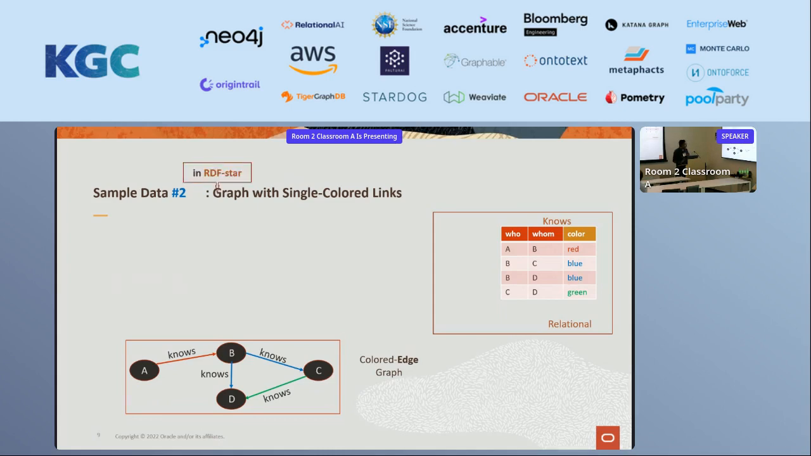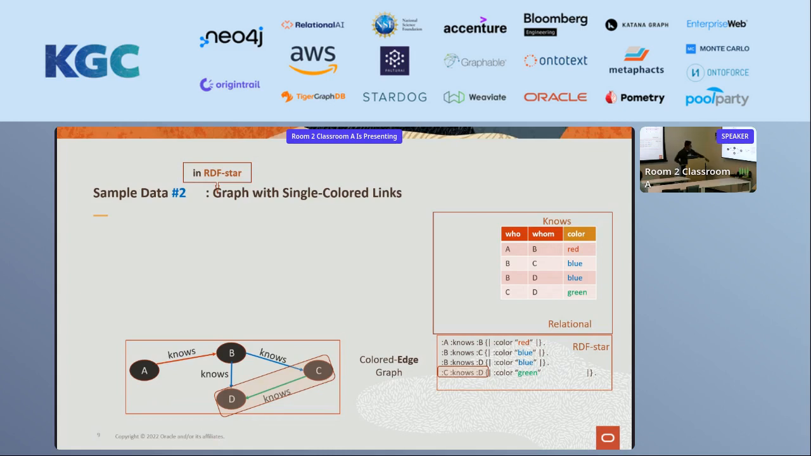What do you do with RDF? In RDF, actually, it's not supported today, right? So we have to look at extensions. Classical RDF does not allow edge properties. So RDF star has been proposed. In RDF star, this can be represented like that, where A knows B, and then inside the curly braces you say color red. That means the A knows B edge, or that triple, actually has the property that color is red. Similarly, B knows C color is blue, and so on.